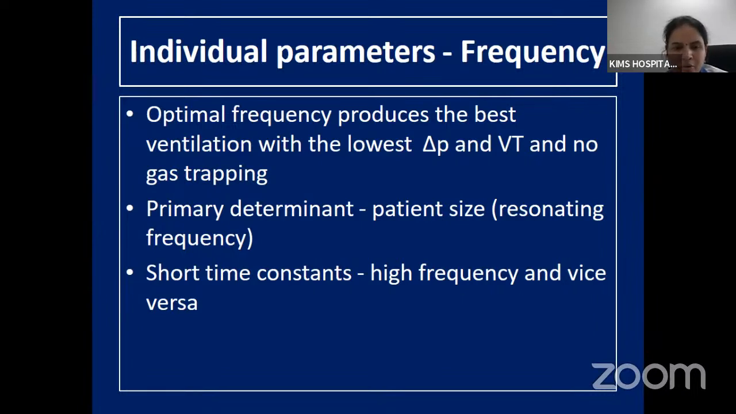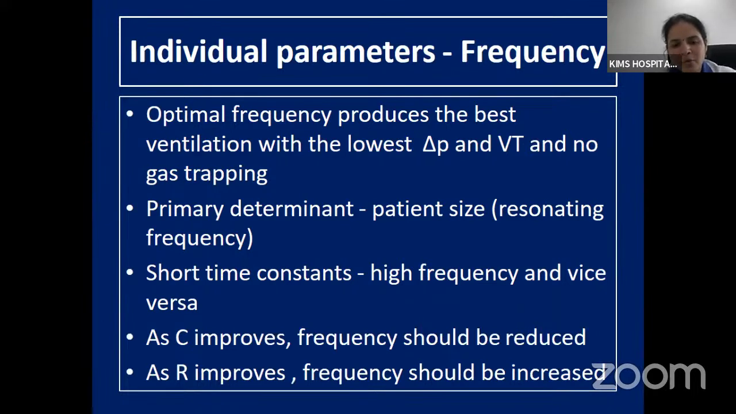So optimal frequency produces the best possible alveolar ventilation with the available delta P and tidal volume, and does not result in gas trapping. So we must be aware that if we use very high frequency, we may be compromising on the delta P and thereby the tidal volume, and this results in CO2 retention with high frequency ventilation. There may also be gas trapping with excessively shortened expiratory times. As compliance improves, the frequency should be reduced, and as resistance decreases, the frequency must be increased.